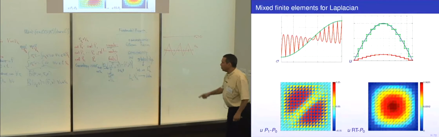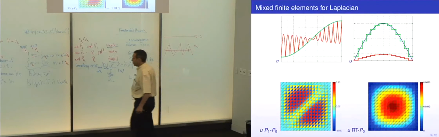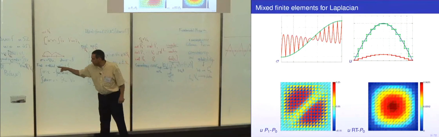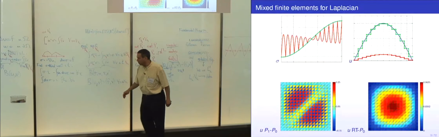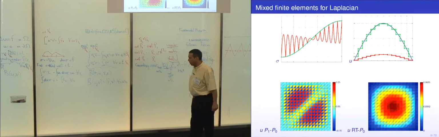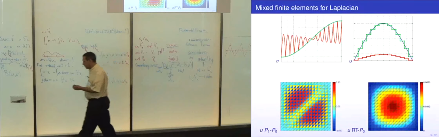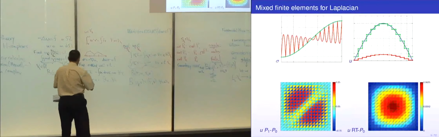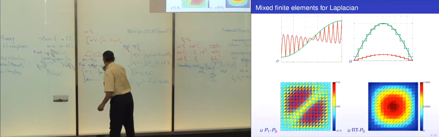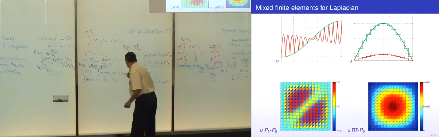Okay, now let's go to 2D. So same problem here, now it's here. Sigma in H(div), u in L2, and we want to satisfy this system of two equations for all tau in H(div) and v in L2. And of course we'll take subspaces S_h and V_h.